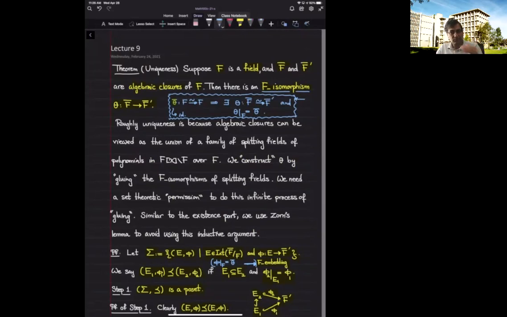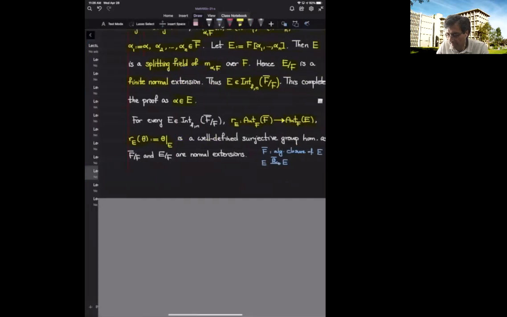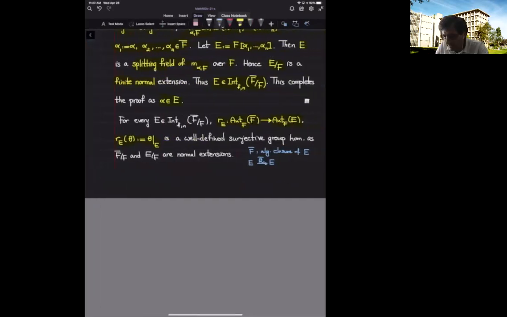From F to F, we can extend it and get an isomorphism from one of the algebraic closures to another algebraic closure. So this is a kind of ultimate isomorphism extension theorem. I leave it to you to show this isomorphism extension theorem for algebraic closures. It's essentially part of your homework assignment. Now, if you run that, you get surjectivity of this group homomorphism as well.